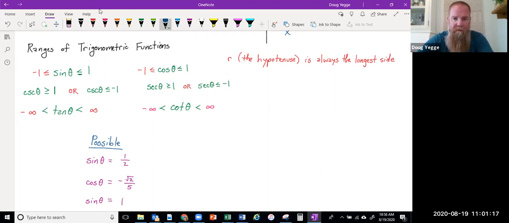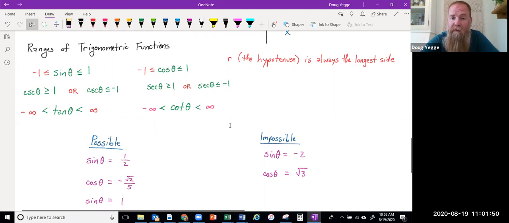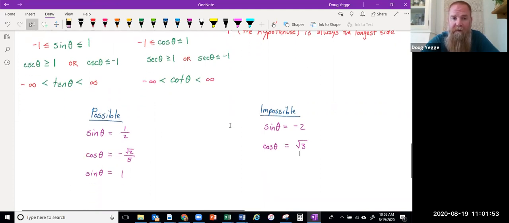But let's just take a look at a couple of impossible values. I know that it's impossible for sine of theta to ever equal -2. It's impossible for cosine of theta to ever equal √3. What we've got to recognize here is that these values can never occur. So if they do, something went wrong, or there's no angle that would cause that to happen.